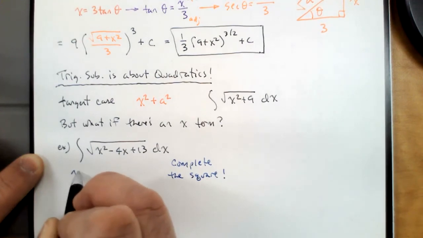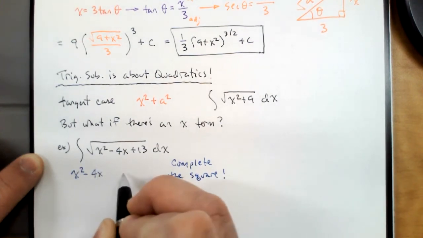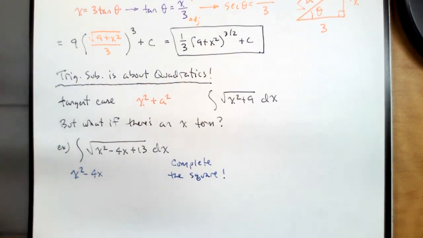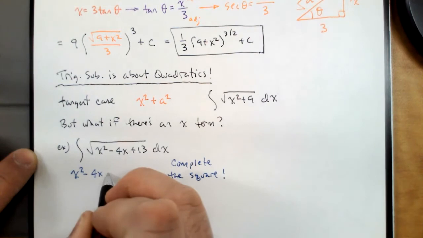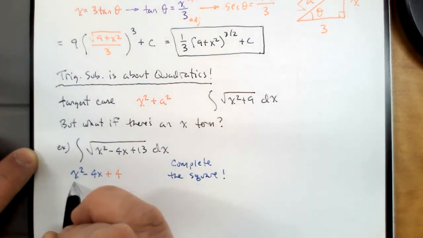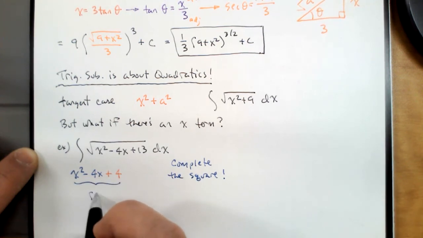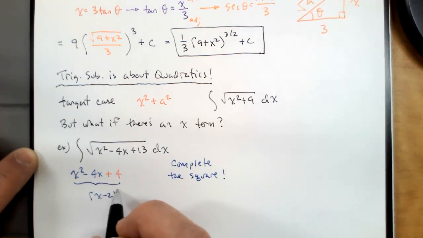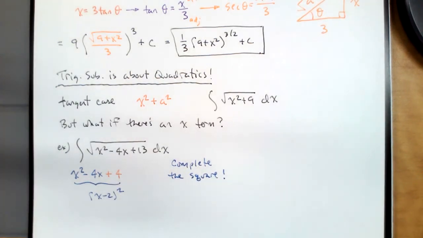So I have x squared minus 4x. Then we're going to think, what do we need to complete the square? Half of 4 squared is 2. So if I have a plus 4 here, then these first 3 terms can be written as x minus 2 squared. So I'm going to break 4 off of the 13 and write the 13 as plus 4 and a plus 9. That's what's left over.